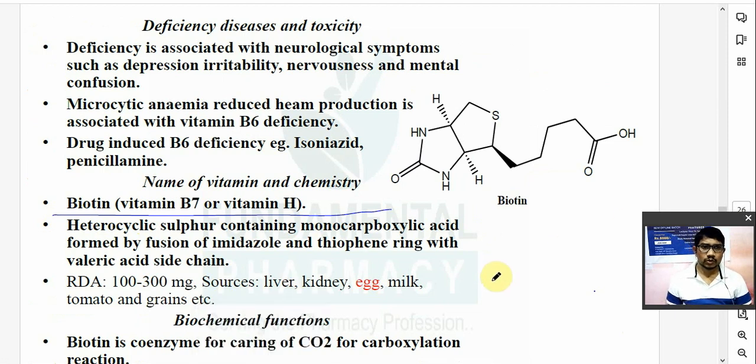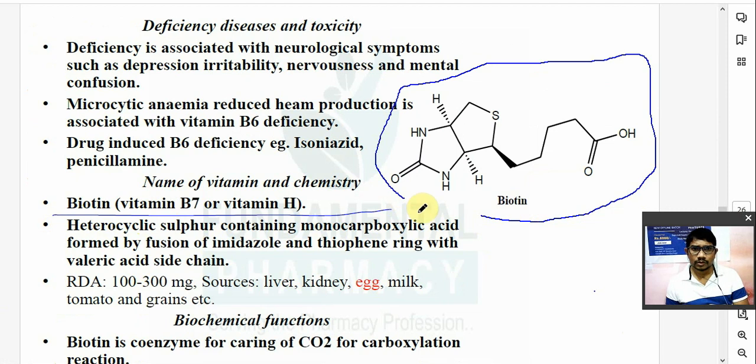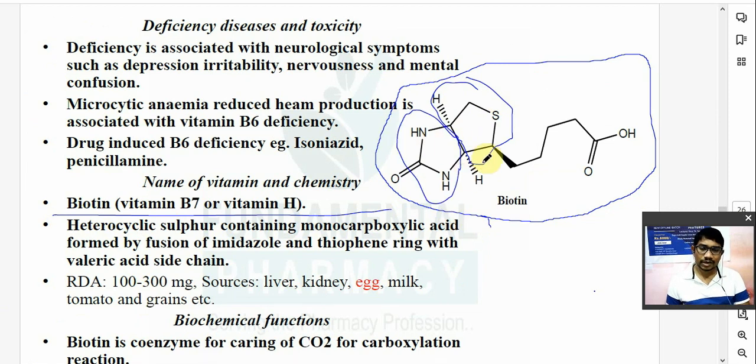Okay. So the next vitamin is vitamin B7, that is biotin. You can see the structure of biotin over here. In this structure you will find two heterocycles. The first ring is known as thiophene and the second one is known as imidazole. So there are two heterocyclic rings over here. Remember, it is a heterocyclic, sulfur containing monocarboxylic acid.